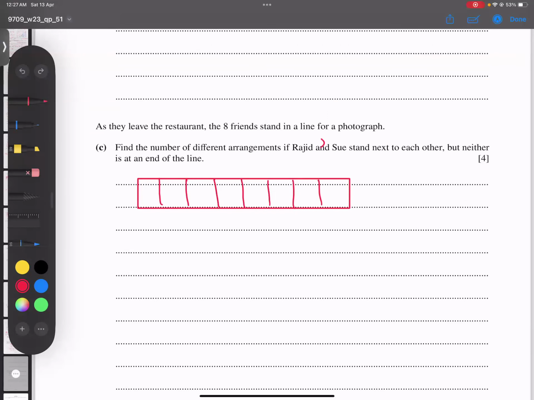So now, first of all, I make a plan that R and S are together. Together means I can make them one block. For example, R is there and S is there, this is one block. So I will count them as 1. So 1, 2, 3, 4, 5, 6, 7.